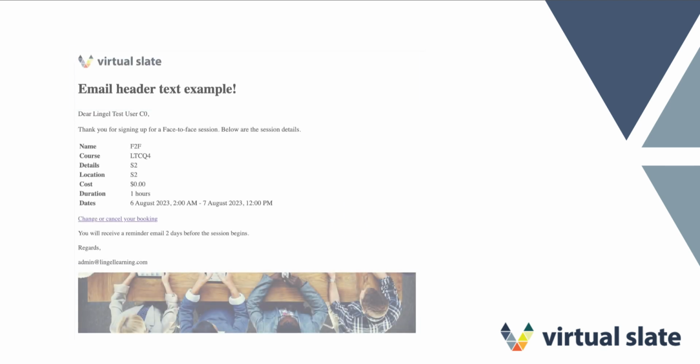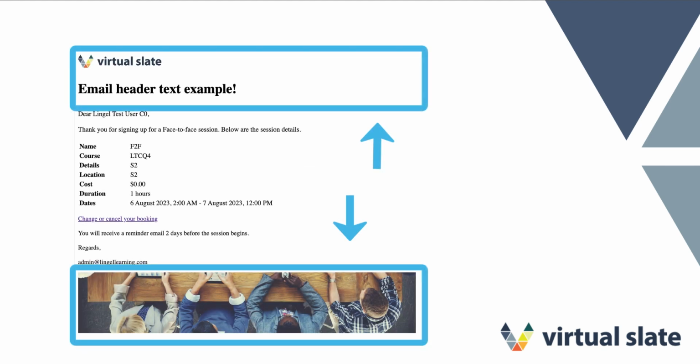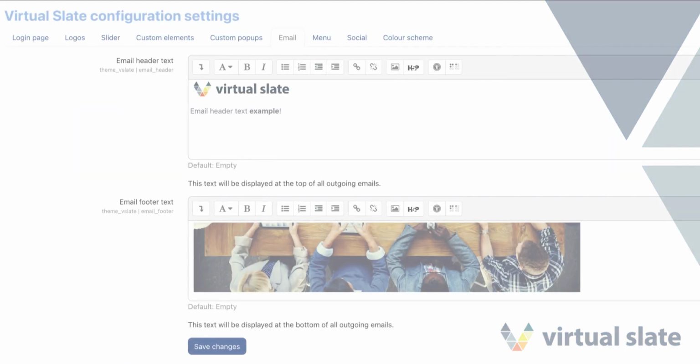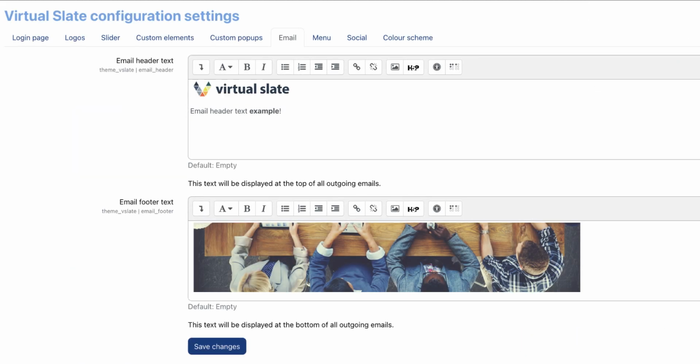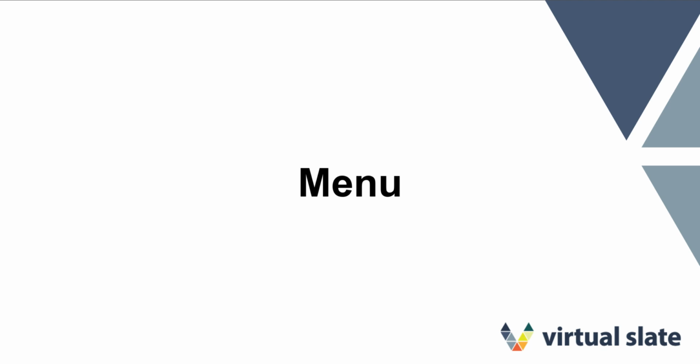Now let's go ahead and talk about the email-related design. Administrators have the ability to update the email header text and footer text for all emails sent out by the Virtual Slate LMS. By navigating to the Email tab, you can update the email header text and email footer text accordingly. Now let's go ahead and talk about menu customization.